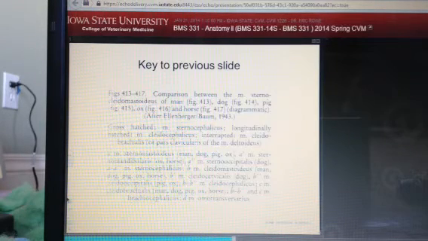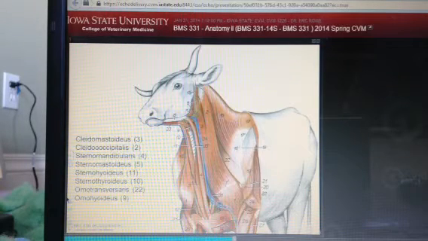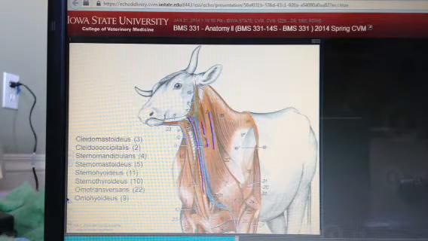So here's your key, and that summarizes pretty much everything we talked about on that slide. So now let's take a look at a few of these muscles to review. You have your cleidoaccipitalis, your cleidomastoideus right here. You can see your sternomandibularis coursing in this area here, and then your sternomastoideus will pass deep to your sternomandibularis on its way towards its insertion point.